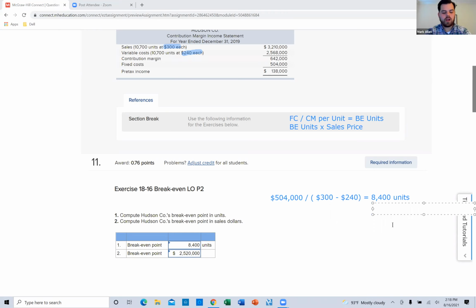Now my recommendation is just take that 8,400 units times $300 per unit, and that will give you $2,520,000. And that's your break even point in dollars. So this is break even in dollars, whereas this right here, this is break even in units. So that's how this works, right?